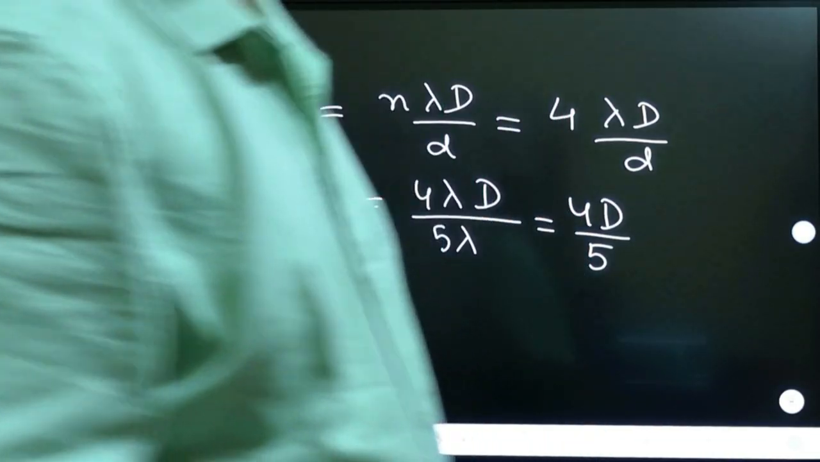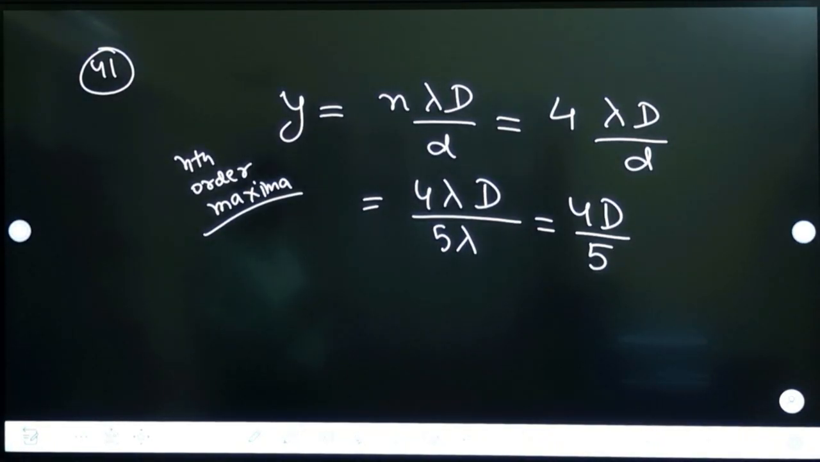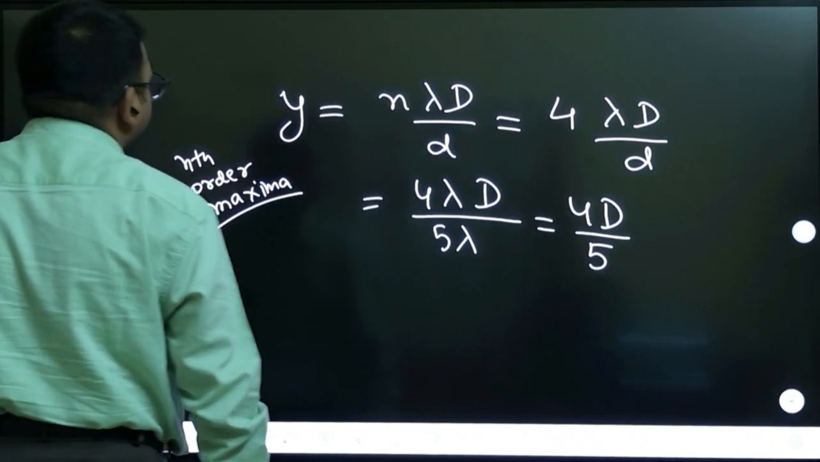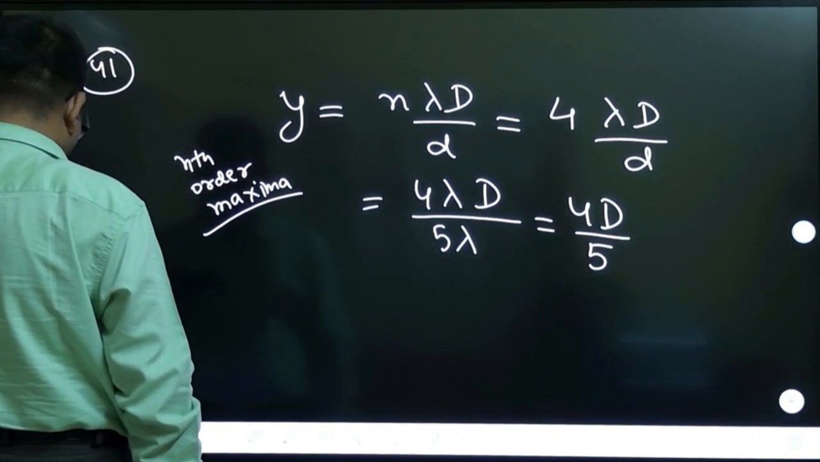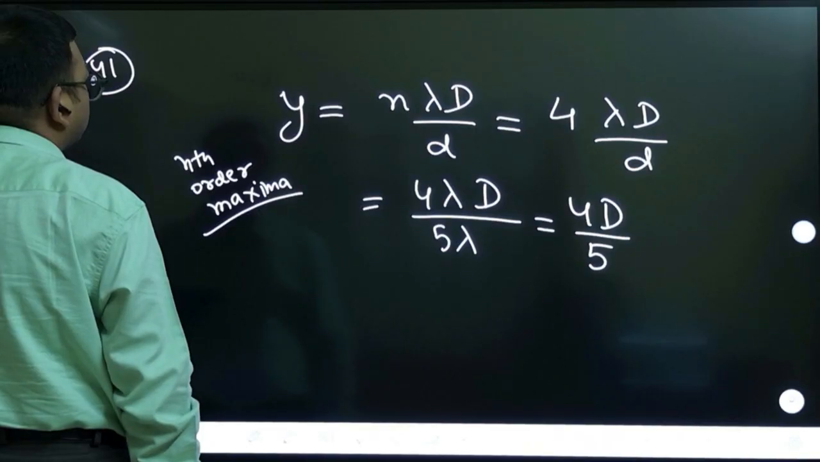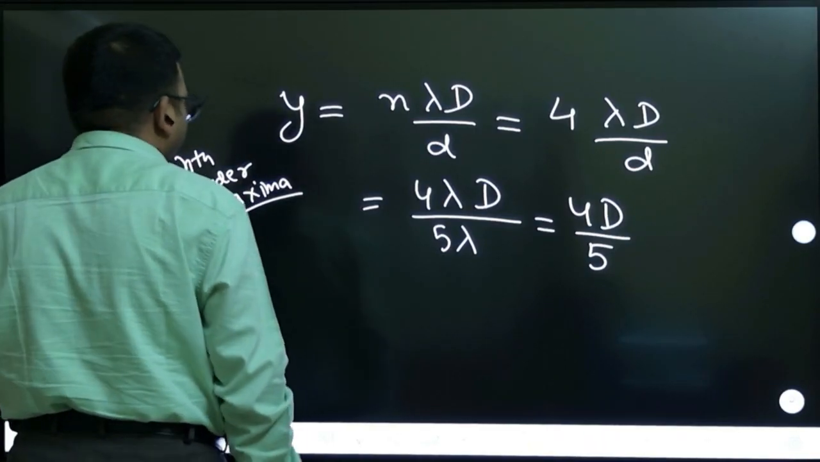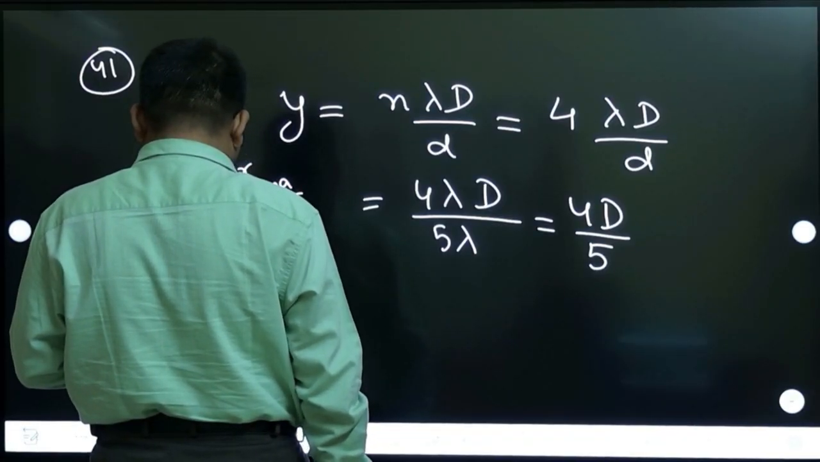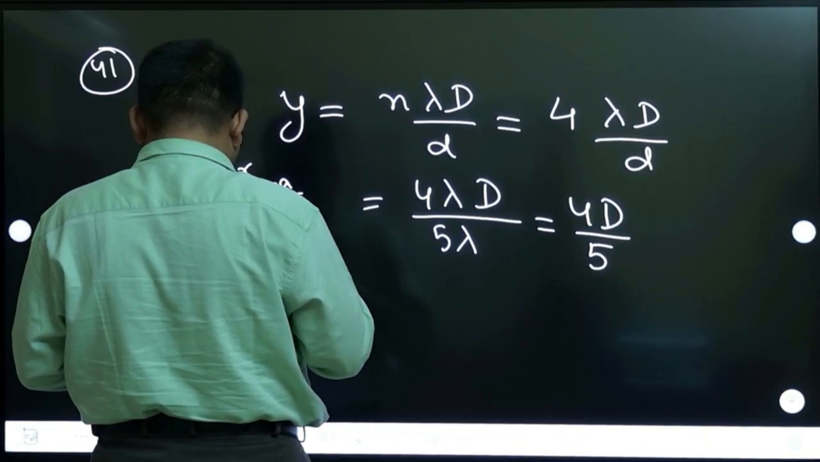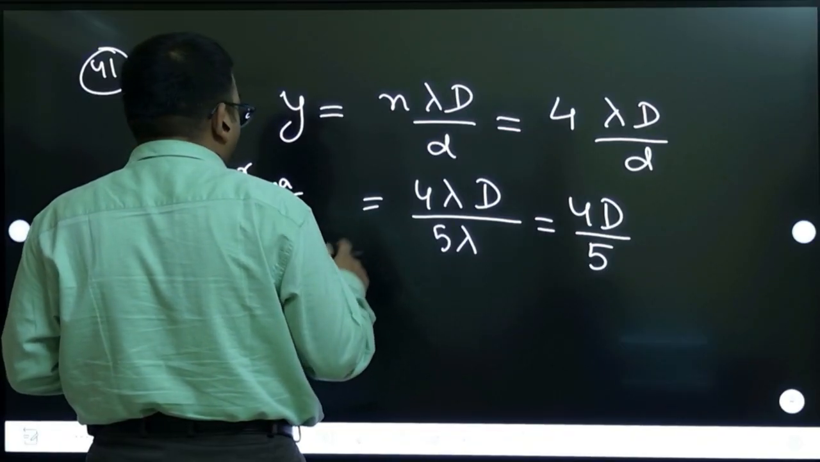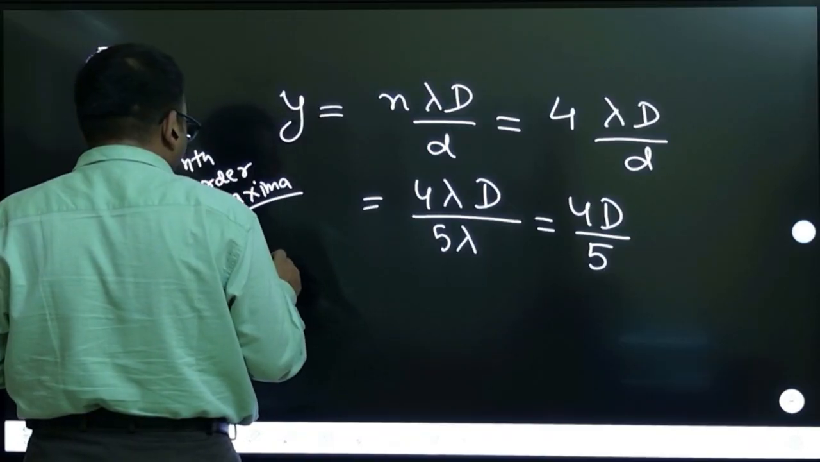There will be a mistake and the answer key will change. What is the reason? 5 lambda. See, this formula is definitely used. When do we use this formula?